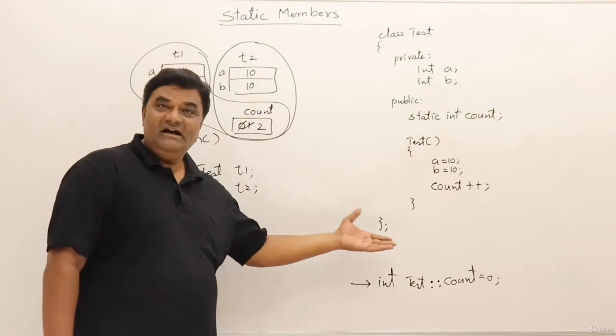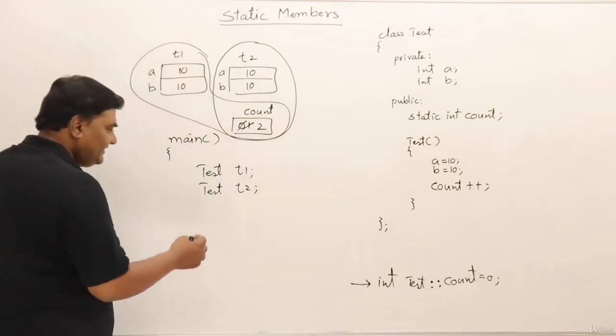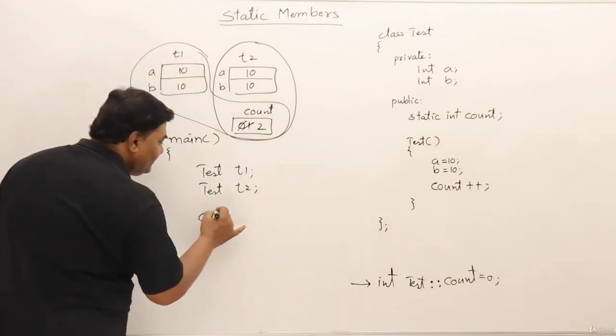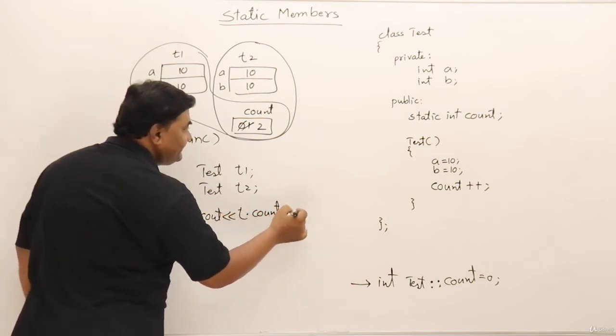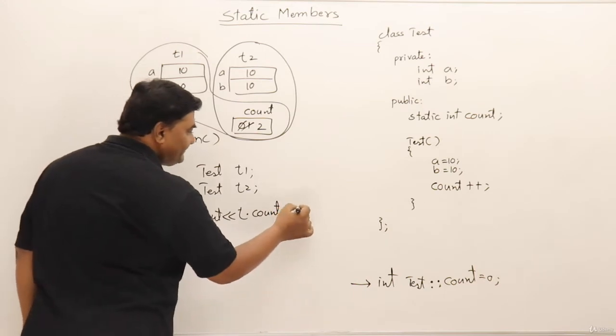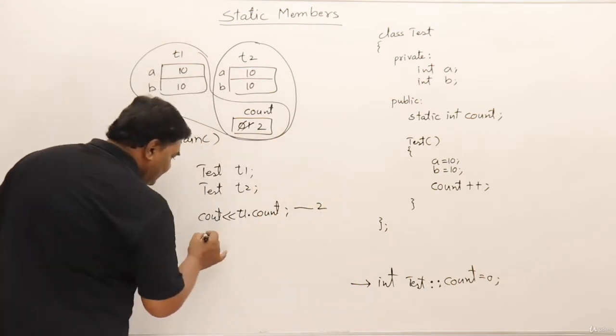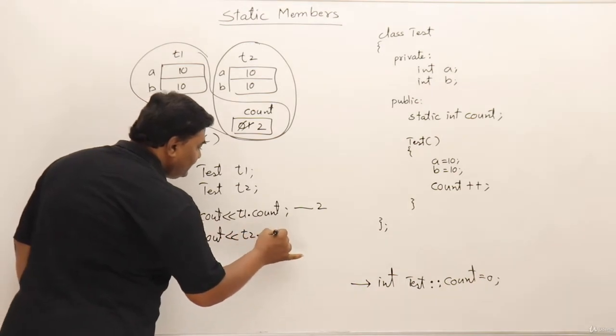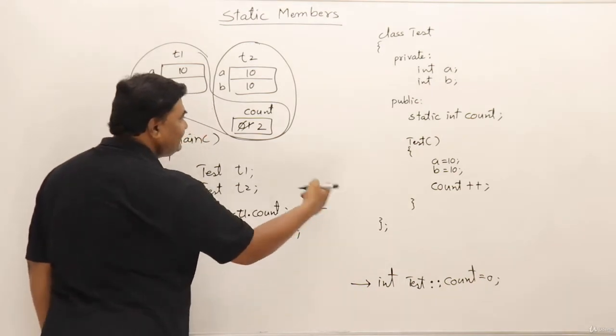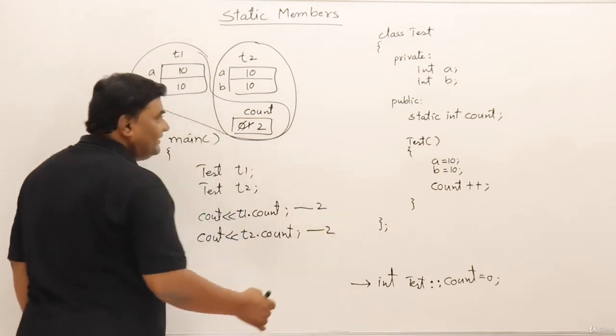Now let us see how to access that static variable. Can I say cout t1.count? Yes, I can access because it's public. So what will be displayed? What's the value now? 2. Can I say cout t2.count? Yes, it's public, I can access. What's the value? 2 only.